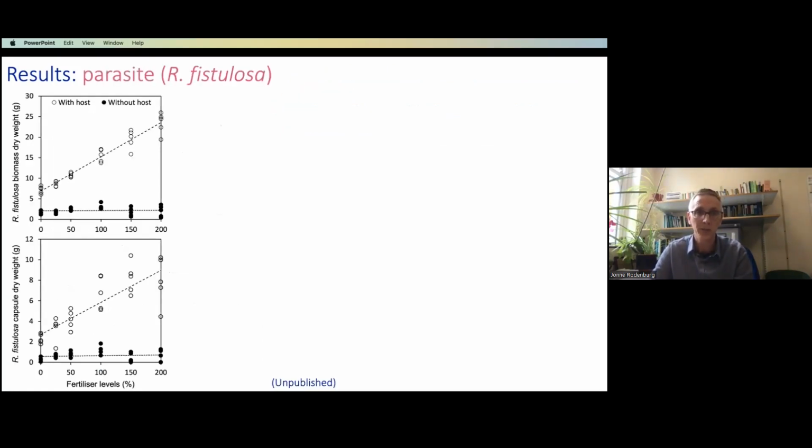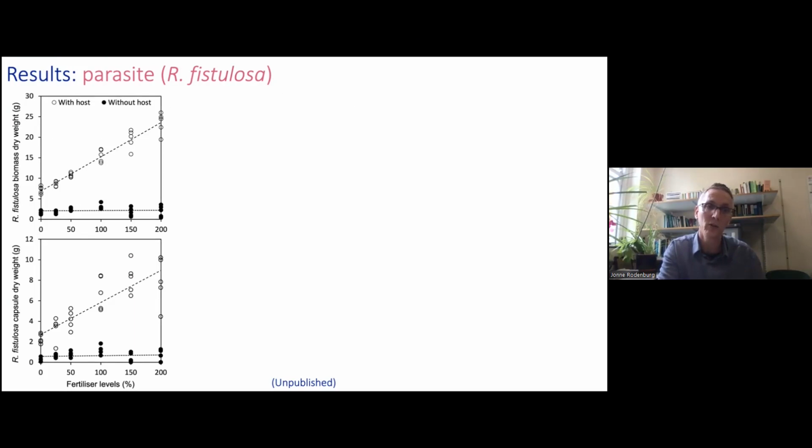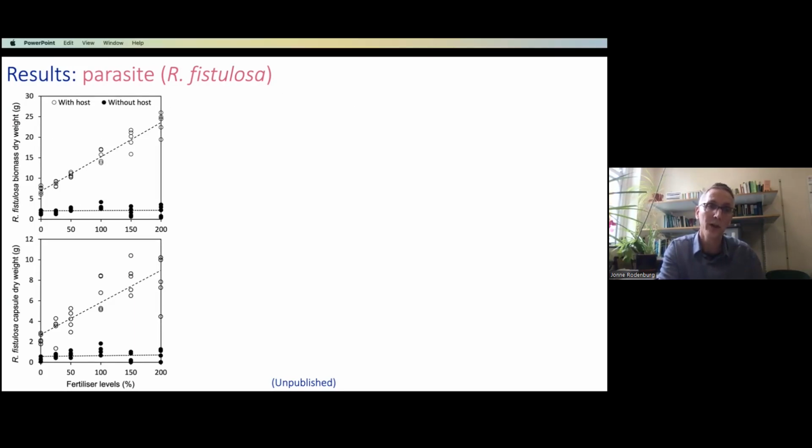Now we have looked at the parasite, and I already said what I should be saying right now, and that is that when the parasite is growing alone, those are the black dots, so without a host, there is no response of the parasites to the fertilizers. On the upper graph you see the Rhamphicarpa biomass, and on the lower graph you see the Rhamphicarpa capsule dry weight, and they respond in a similar way.